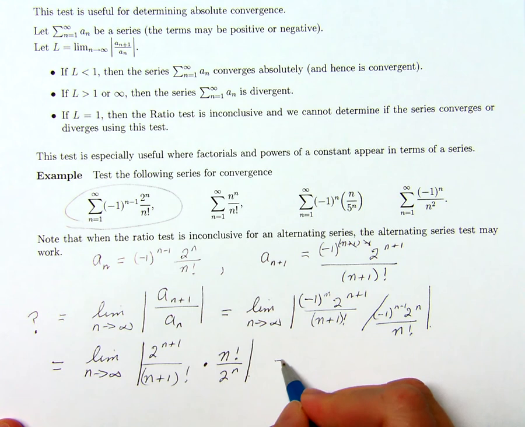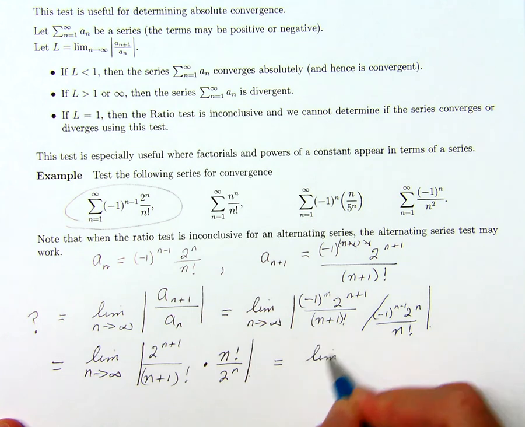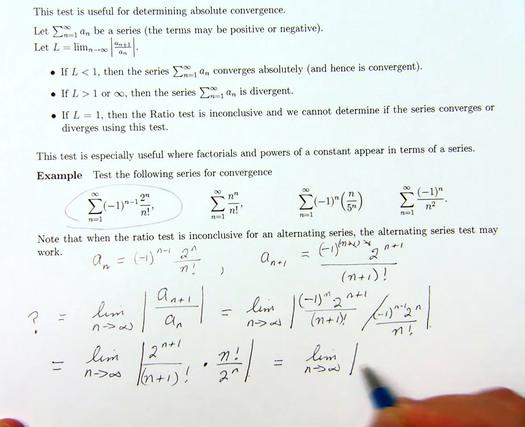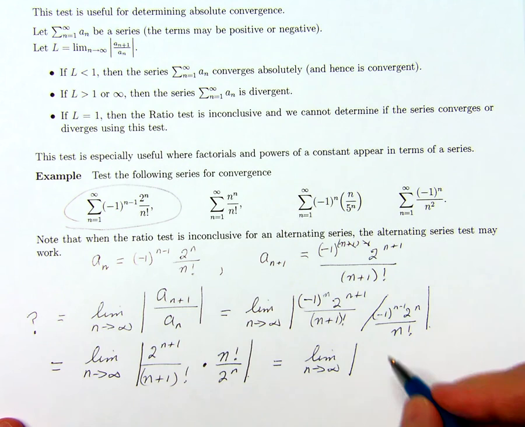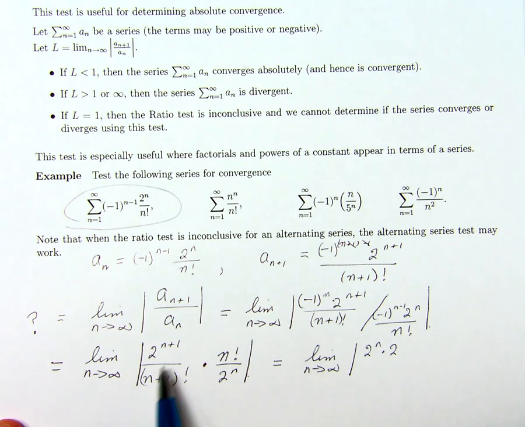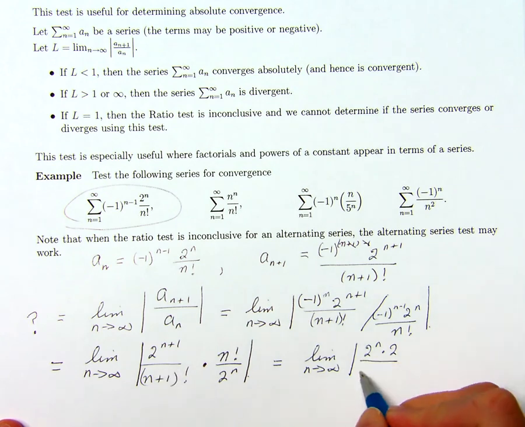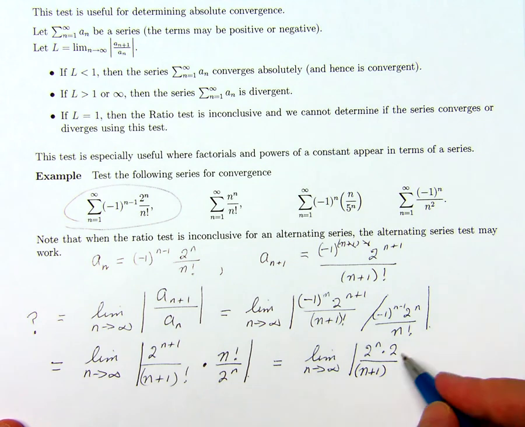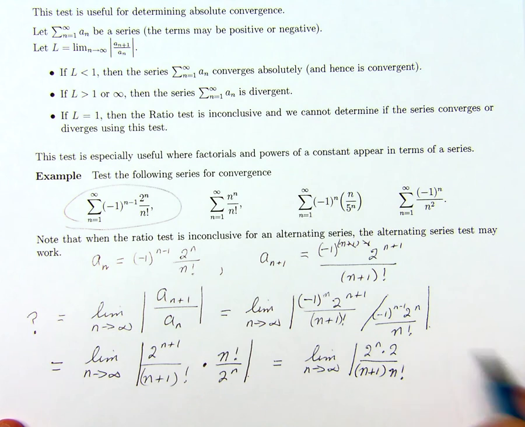Now, this is equal to the limit as n goes to infinity of the absolute value, but everything here is positive, so I could just disregard this absolute value from now on, of 2 to the n times 2, because 2 to the n plus 1 is 2 to the n times 2, over n plus 1 factorial. Now recall that n plus 1 factorial is n plus 1 times n times n minus 1 all the way down to 1. So it's n plus 1 times n factorial. And now I have n factorial over 2 to the n.